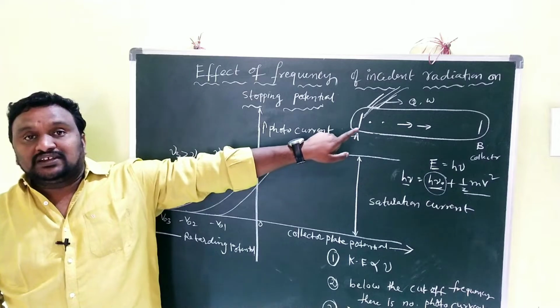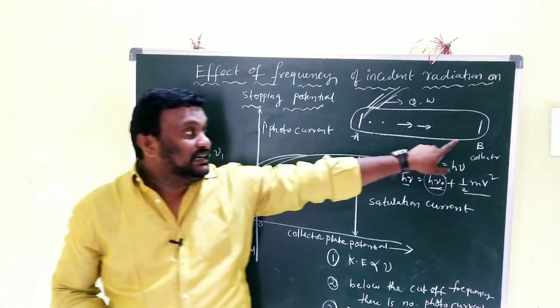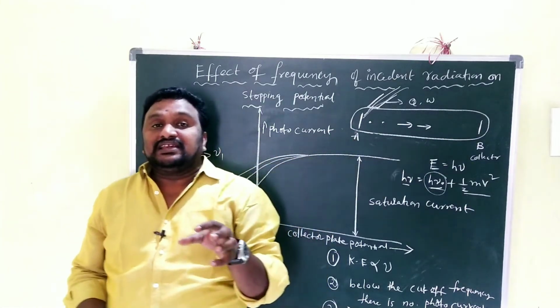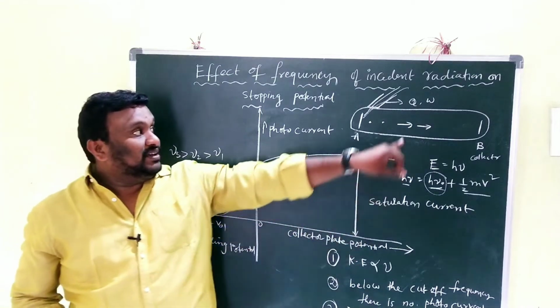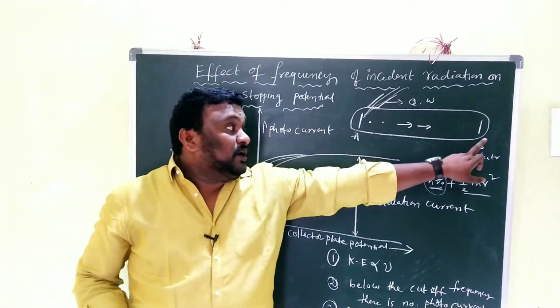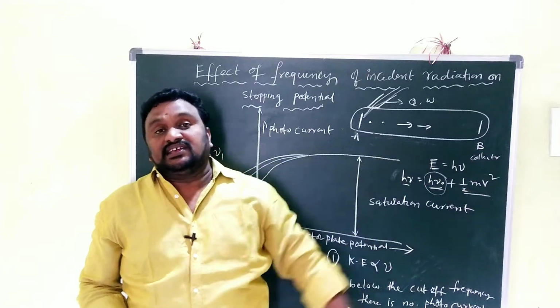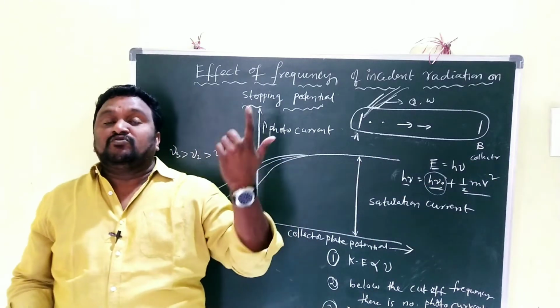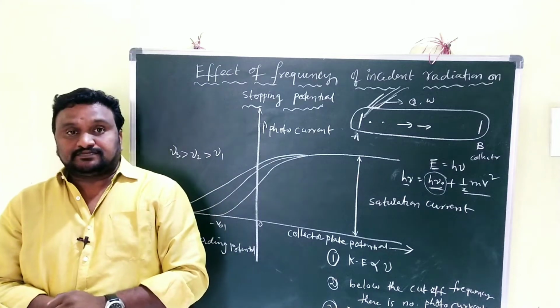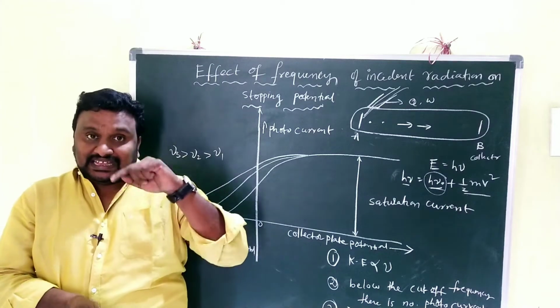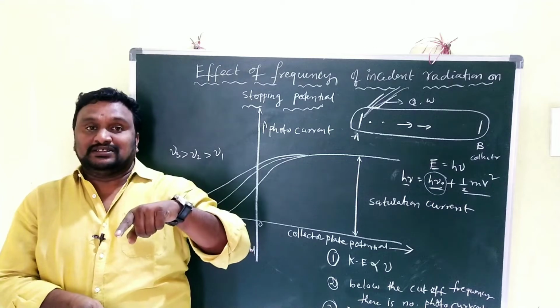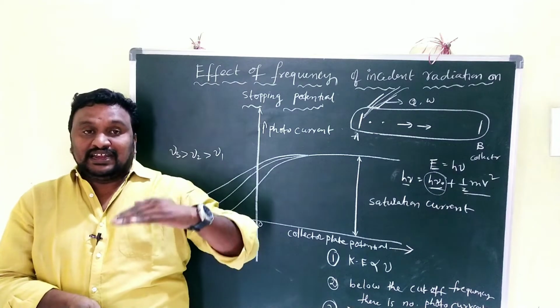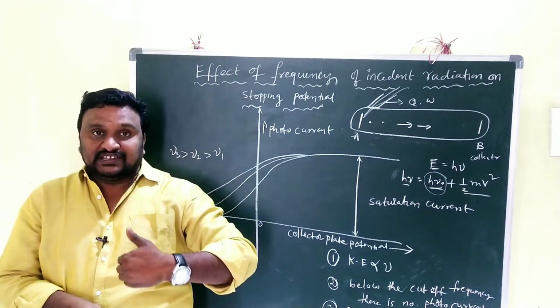The electrons collected by the collector constitute the photoelectric current. When we increase the intensity, the number of electrons collected also increases. It means that when the intensity increases, the photoelectric current also increases. Okay, children, in this one you have to remember that when the intensity is more, the photoelectric current is more.